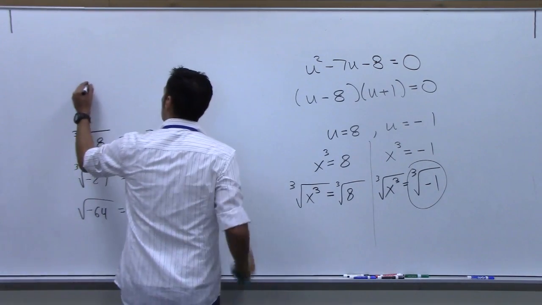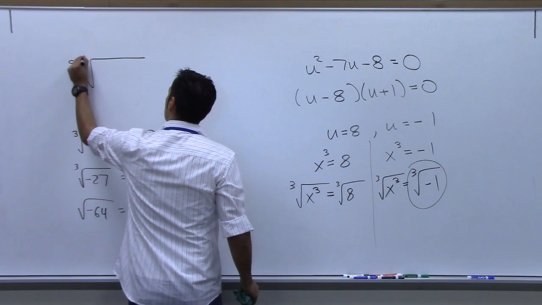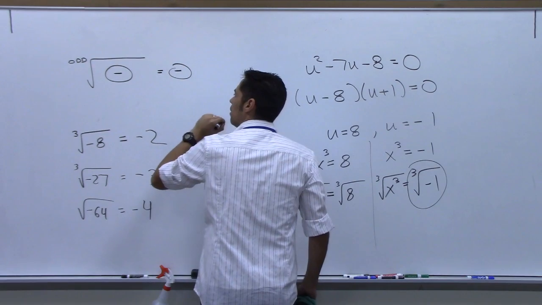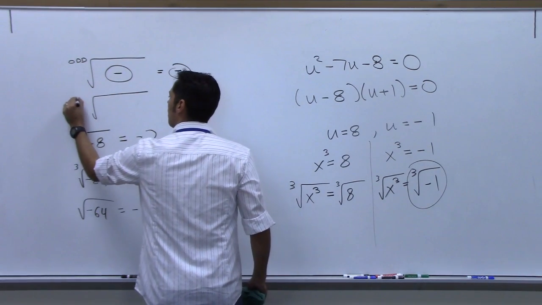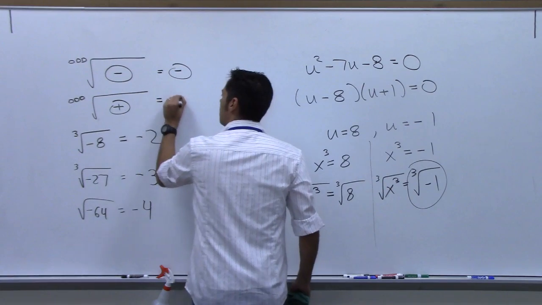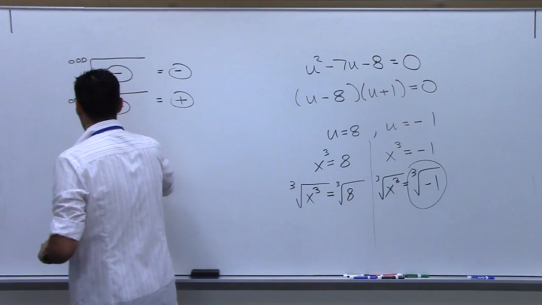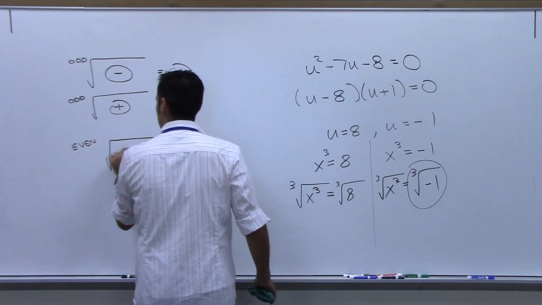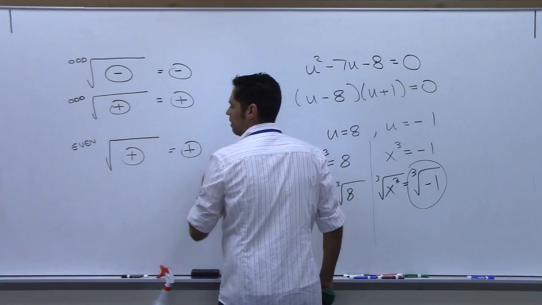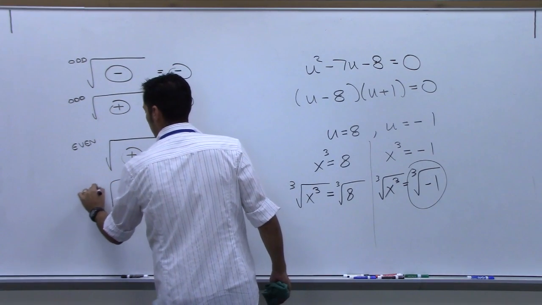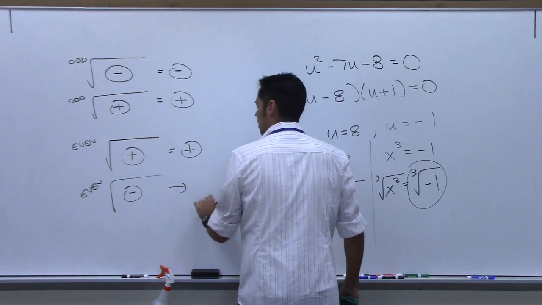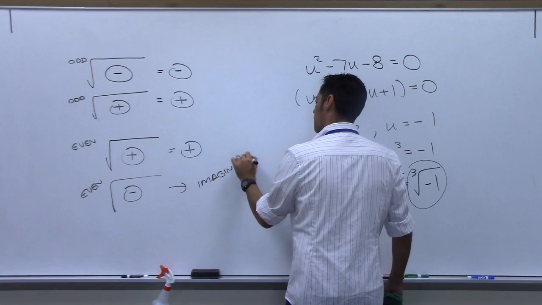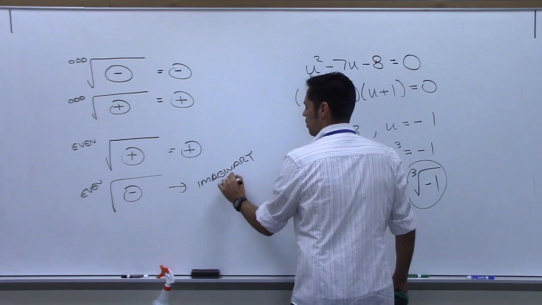So the way you can do this is this. If you take the odd root of a negative number, that's a negative number in there, your answer is going to be negative. If you take the odd root of a positive number, the answer is going to be positive. If you take the even root of a positive number, the answer is going to be positive. And if you take the even root of a negative number, that's going to go into the imaginary numbers.